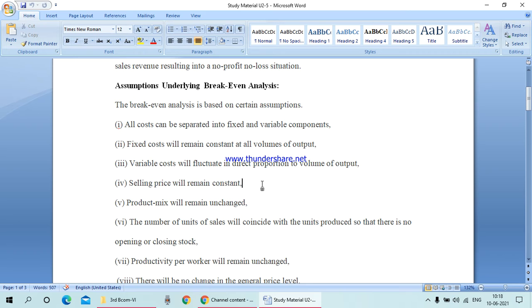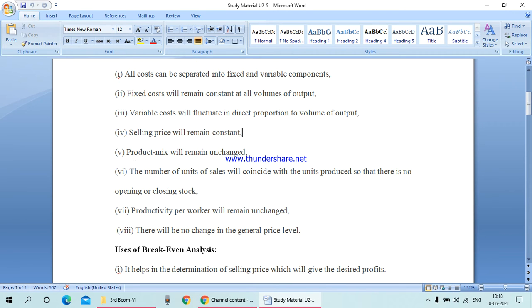Under this break-even analysis, it is assumed that selling price remains constant. Then another assumption is product mix will remain unchanged. Again, the product mix, we know what is product mix.